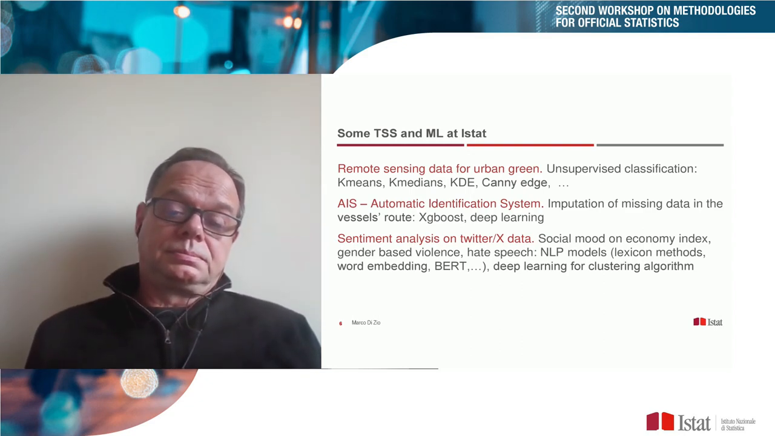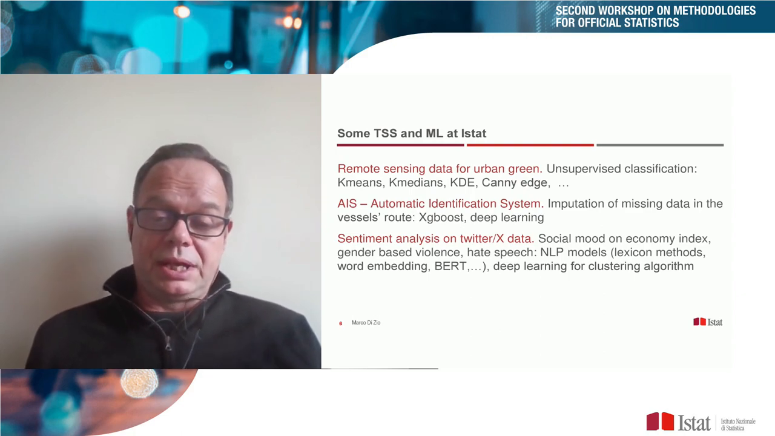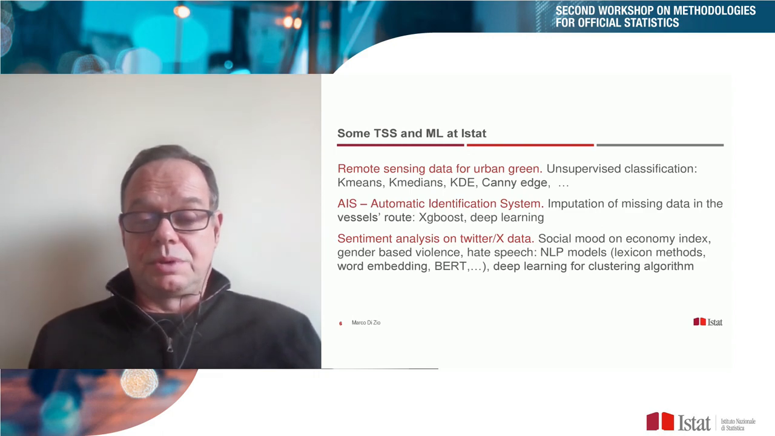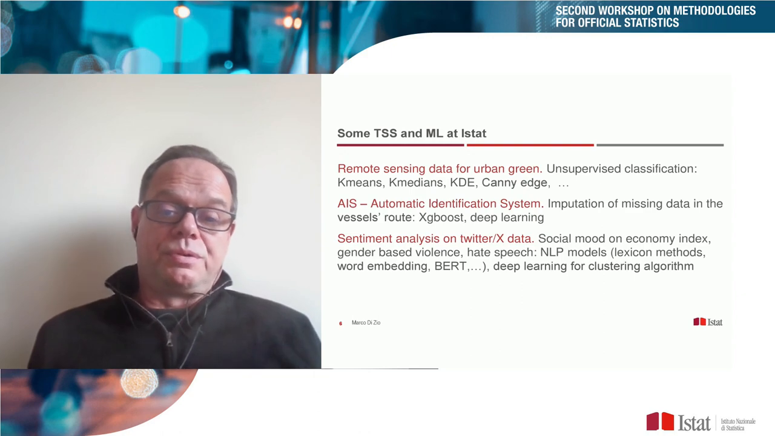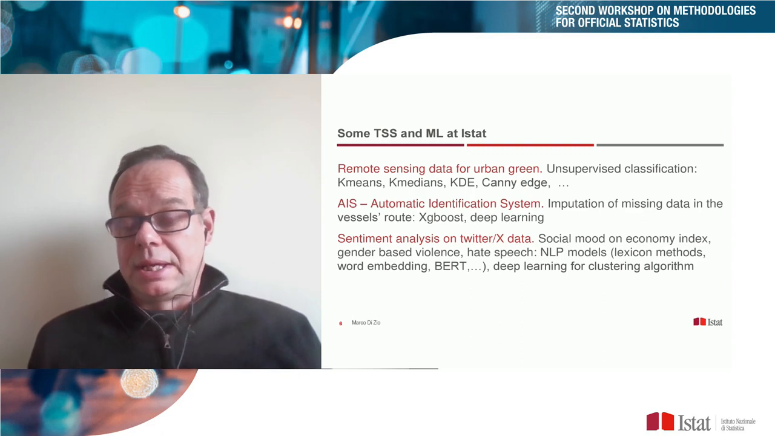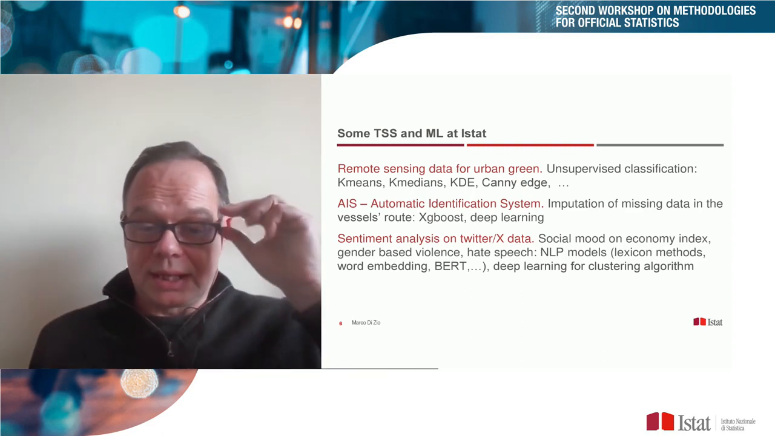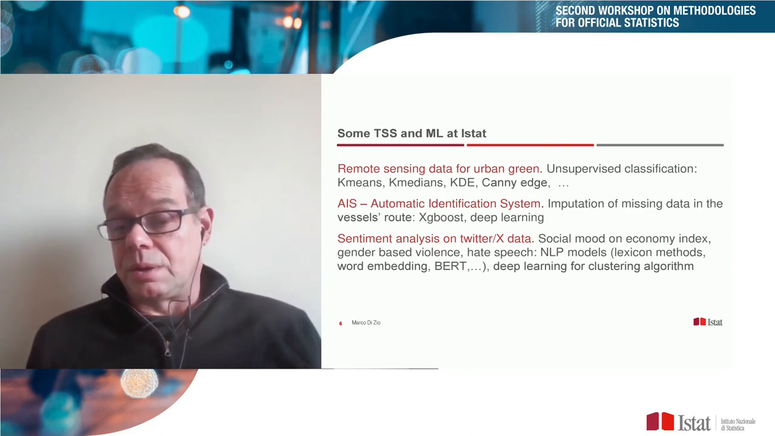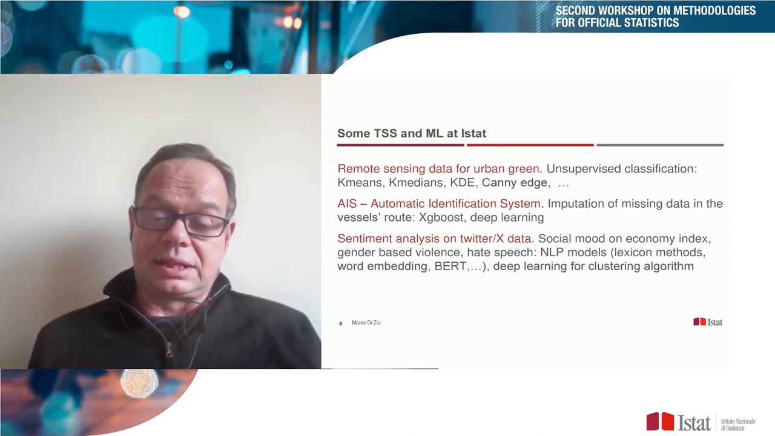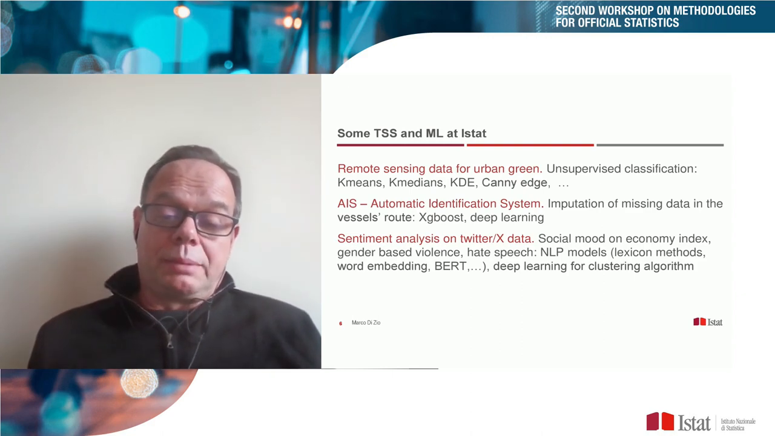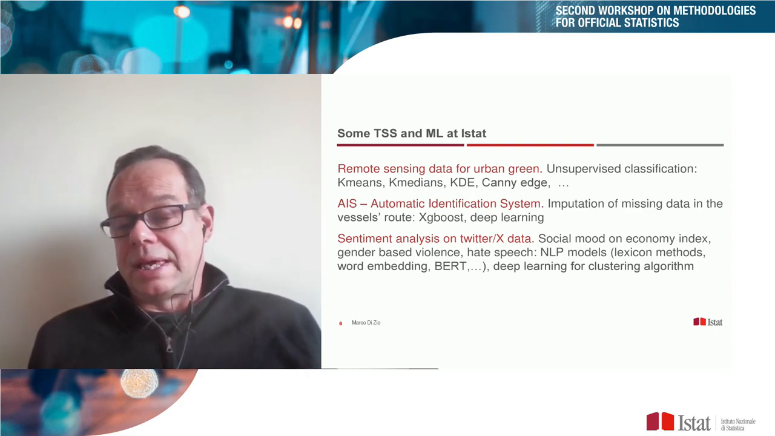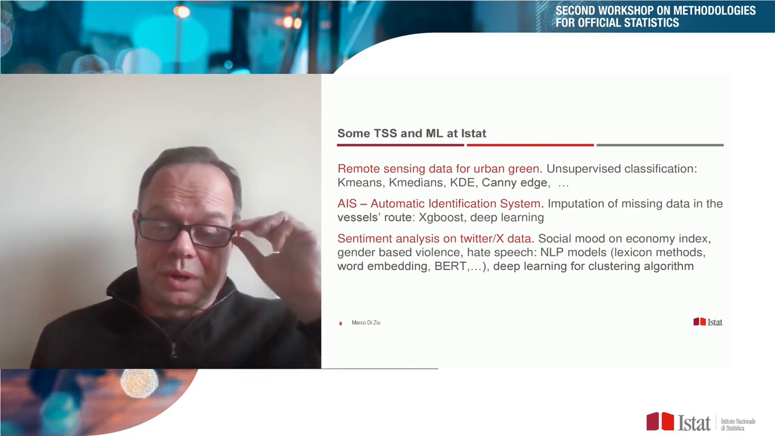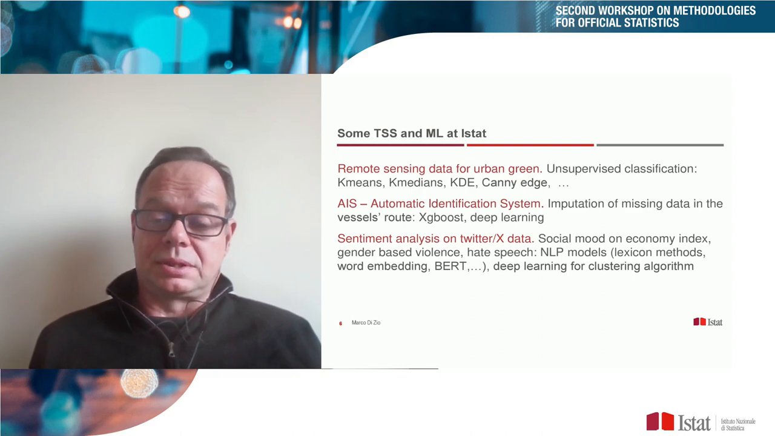Then another class of studies or applications requiring machine learning methods is the sentiment analysis we are carrying out at Istat. We have just started working on this topic, which is quite new for official statistics, and we are working on different studies: social mood on economy index, gender-based violence, hate speech. For instance, the social mood on economy index is already an experimental statistic that you can find on the Istat website. For doing these studies, we need particular models like natural language processing models, and then we also resort to deep learning for clustering algorithms once we have computed the indicators we need.